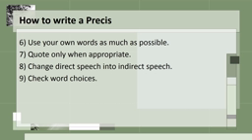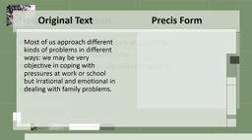Okay, number 9, check word choices. I told you about denotation, connotation, shades of meaning. And 10, check for length. Once you're done, make sure your précis is a reduced version of the original by 70%. Okay, 70% of the original length.